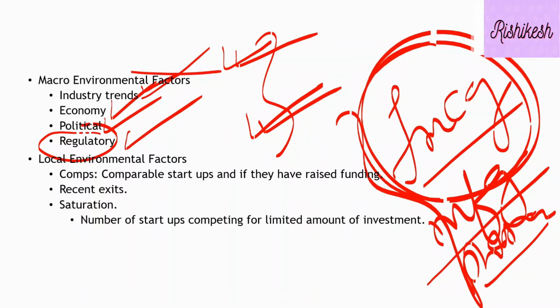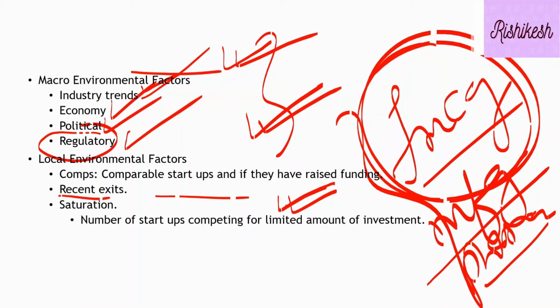Then your local environment factors. The first thing is the comps. Comps means the comparable startups in the same field, and whether they have raised funding. So again, the herd mindset. If a number of startups in the same category in which you are serving have raised funding, it gives an indication that even you can raise funding. Although it's not always true, this is one factor which is taken into consideration.